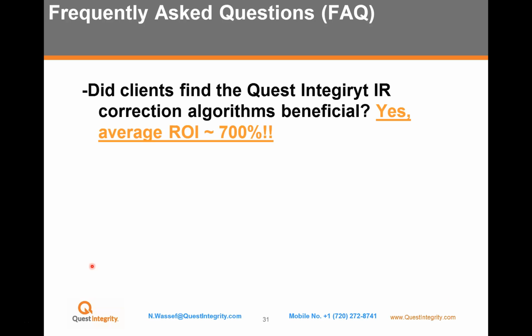So the first question, did the clients find the Quest Integrity infrared correction algorithms beneficial? Short answer is yes, they did. And on average, we did see a return on investment of 700%. Now, that doesn't mean we're going to have such a return on investment for every single person that decides they want to use these algorithms, but those discovery questions that were asked in the beginning help us determine what the return on investment is. And a lot of clients have said these algorithms change the way they do practice and how they operate their heaters.